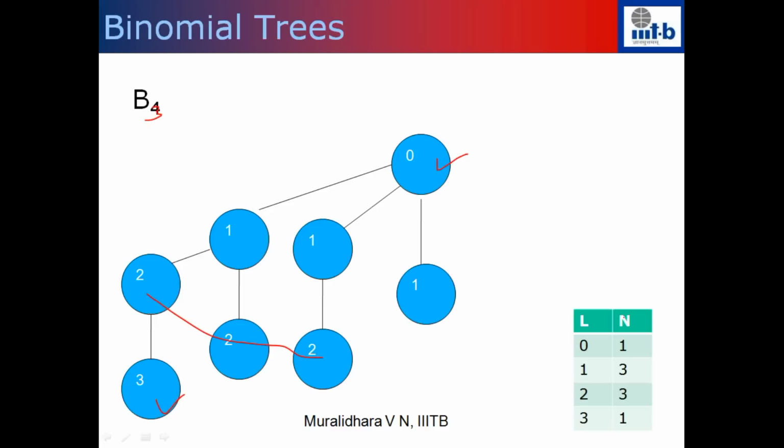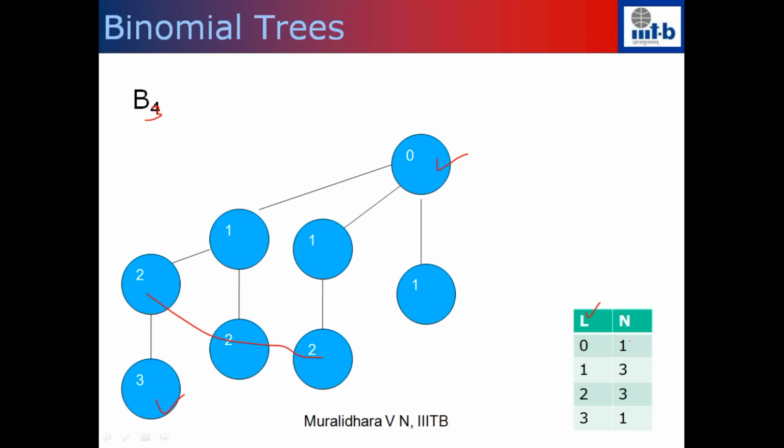So if you look at the number of nodes, the level goes from 0, 1, 2 and 3. There is one node at level 0, there are 3 nodes at level 1, and there are 3 nodes at level 2, and there is exactly one node at level 3, right? So the number of nodes at level 0 is exactly equal to 1, which is the root node.